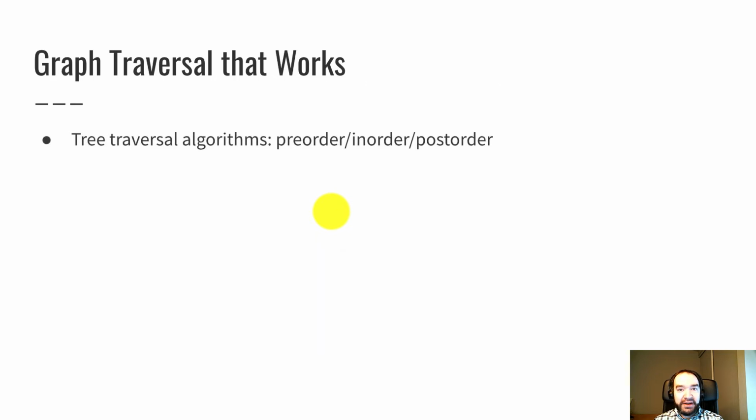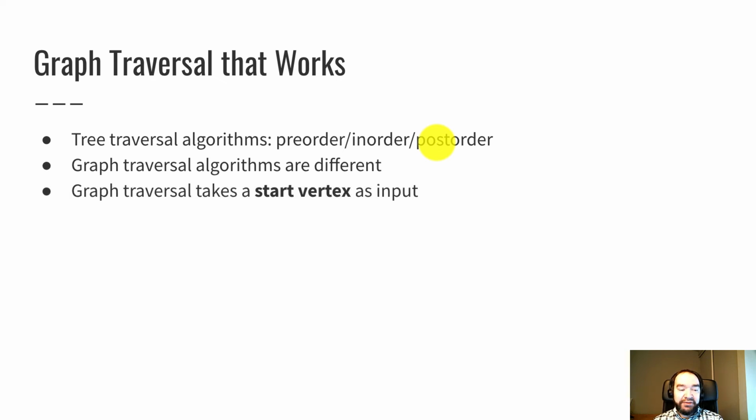So what we're going to develop in the next couple of videos are graph traversals that actually do work. The tree traversal algorithms, pre-order, in-order, post-order, just don't work. We're going to have to come up with something different, a different traversal method. The graph traversal algorithms take a start vertex as input. So with a binary tree, you can just say traverse this graph. The only input into that algorithm is the tree itself. But with graph traversal, we have to give two inputs: the graph to traverse and also which vertex to start from. That means that every graph can have multiple possible traversals, one traversal from every different vertex starting point.